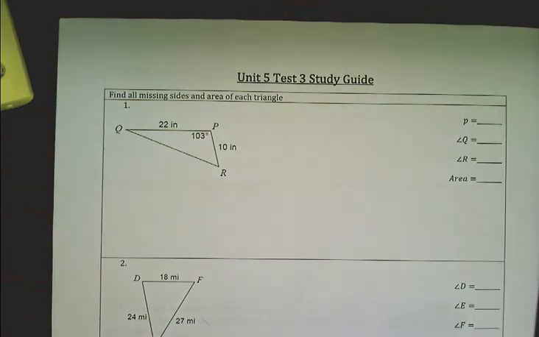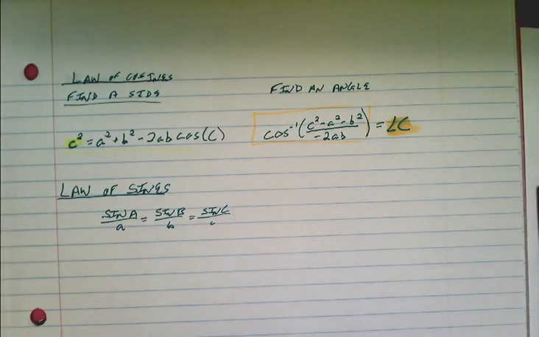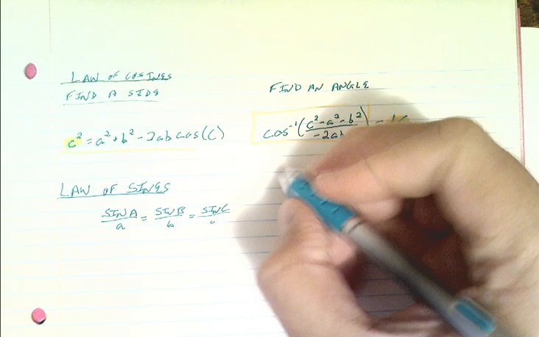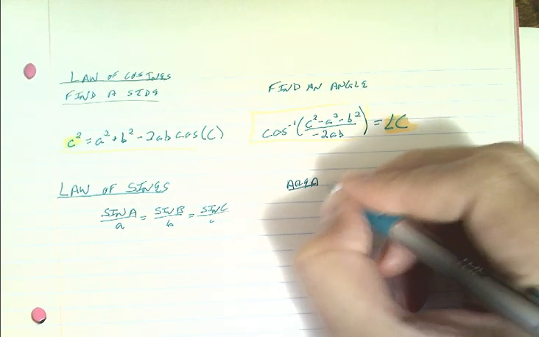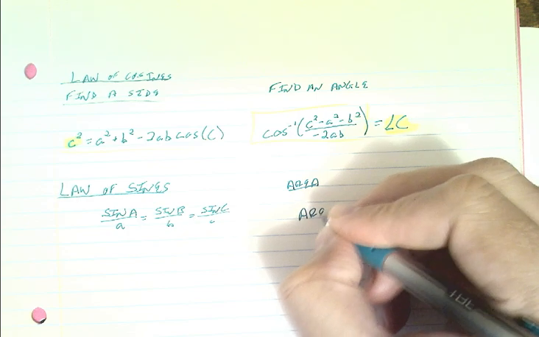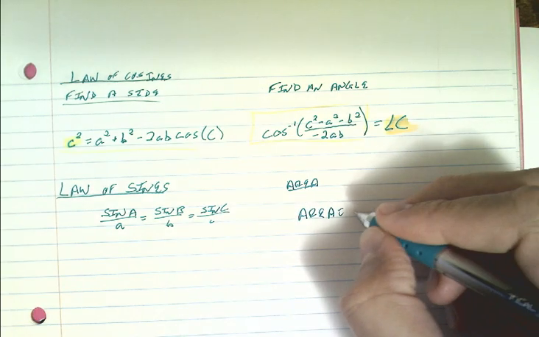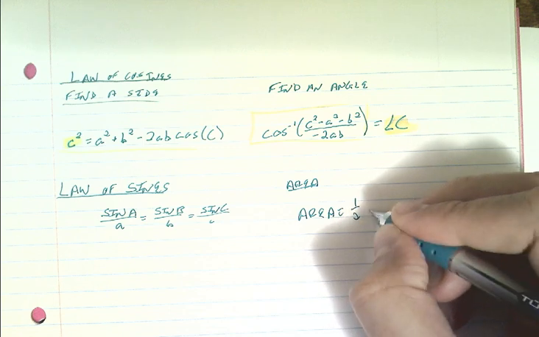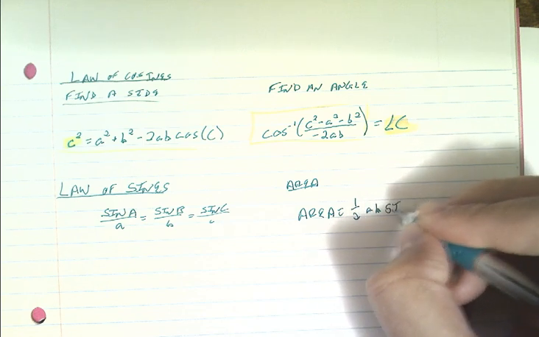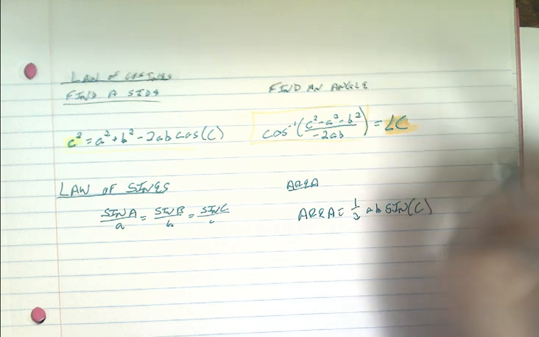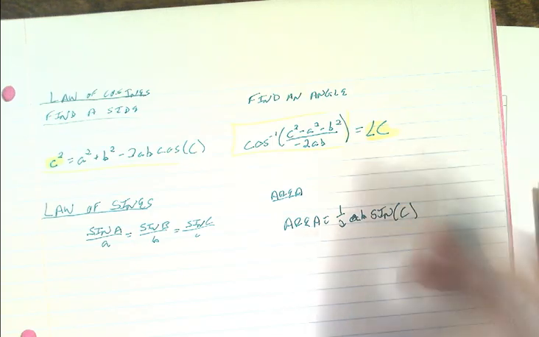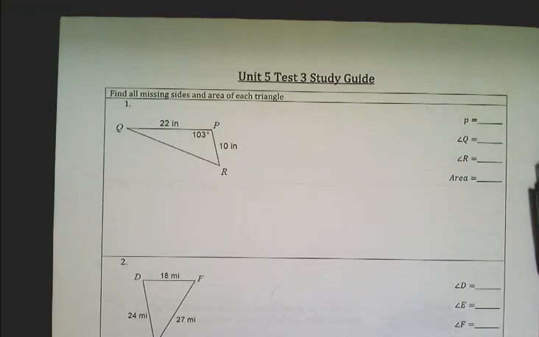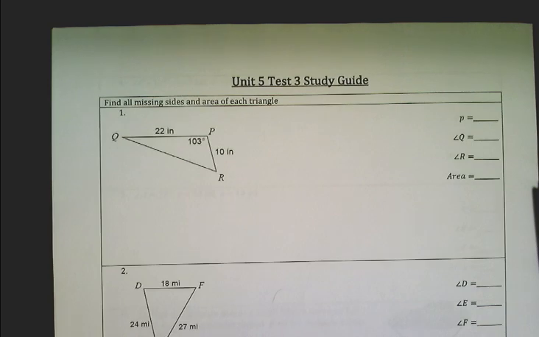Find all missing sides and the area of each triangle. If we're going to find area, we need to have that formula written down as well. So the area of a triangle is equal to 1/2 ab sine C. Kind of bad writing there. Okay, so let's take a look at this first one.